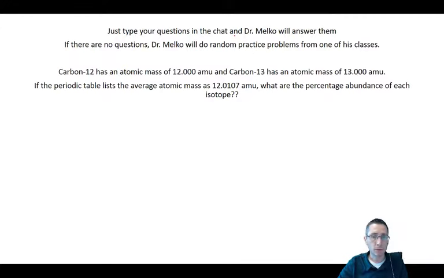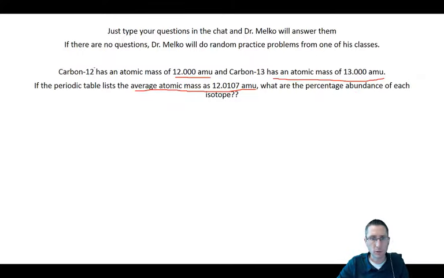Okay, this one's one I definitely wanted to do. It might come up in your homework, it might not, depending on what homework you have, but it is a more challenging type of problem that we haven't exactly done in class. We've done some similar to this, so I wanted to go through this isotope question here. And all we're told is carbon-12 has an atomic mass of 12 AMU. Carbon-13 has an atomic mass of 13.000 AMU. If the periodic table lists the average atomic mass as 12.0107 AMU, what are the percentage abundance of each isotope?